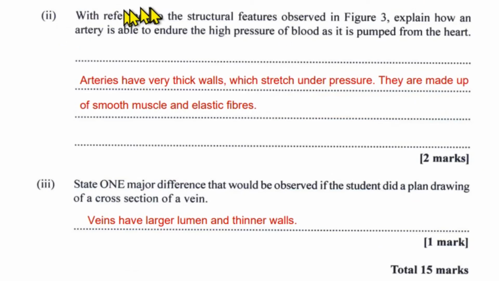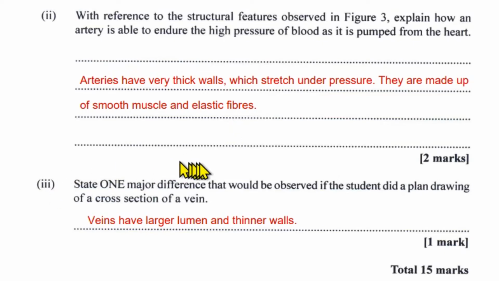Part 2. With reference to the structure of features observed in figure 3, explain how an artery is able to endure the high pressure of blood as it is pumped from the heart. Well, I just explained it there. Arteries have very thick walls which stretch under pressure. They are made up of smooth muscle and elastic fibers, which again can withstand high blood pressures.